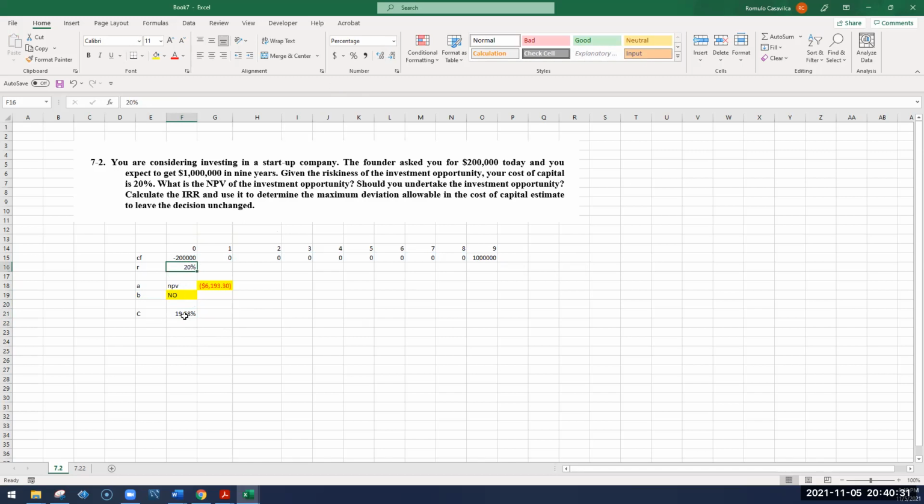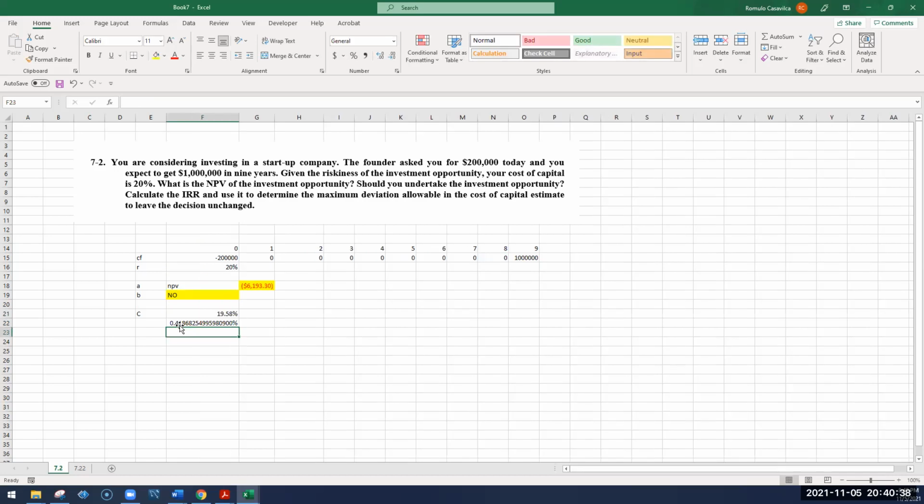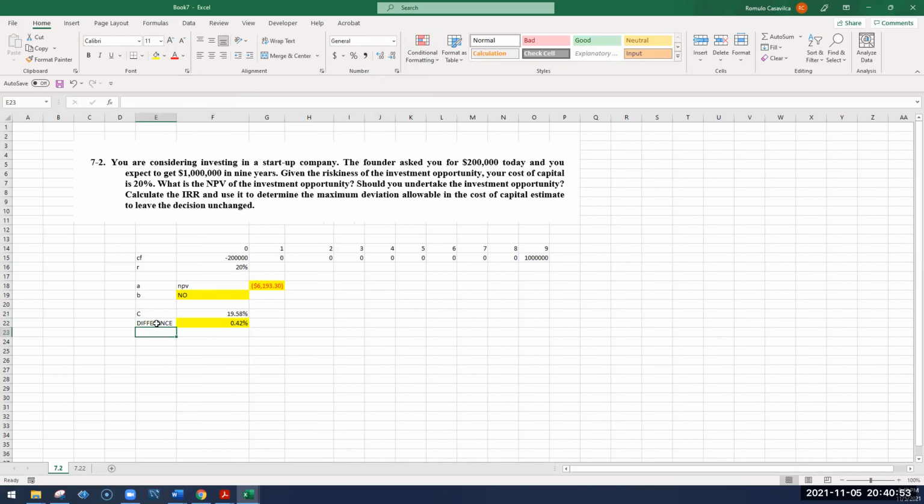So if my rate of return is less than my cost of capital, there's a difference. So the answer is the difference between those two: 0.42%. This is what you put in your answer sheet, the difference between those two. Because it tells you what is the deviation, right? Between the cost of capital and the rate of return. Deviation means difference to me. So you just subtract.